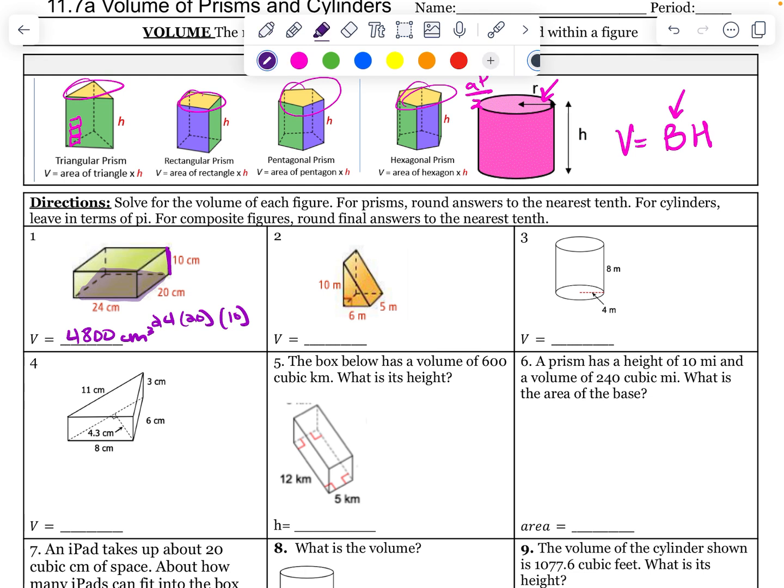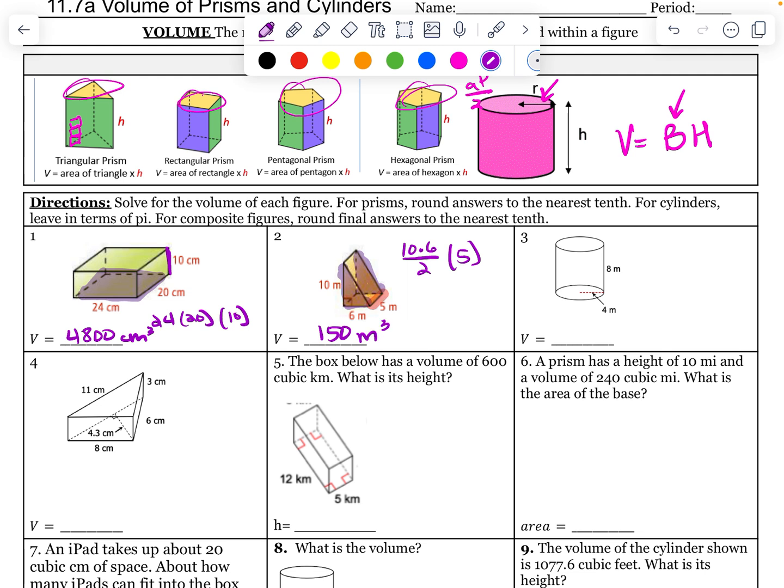All right, so here my base is gonna be my two triangles. My height is gonna be this 5, the distance between the two. So the area of the base is gonna be 10 times 6 divided by 2. And then my height is times 5. So 60 divided by 2 is 30. 30 times 5 is 150 cubic meters.